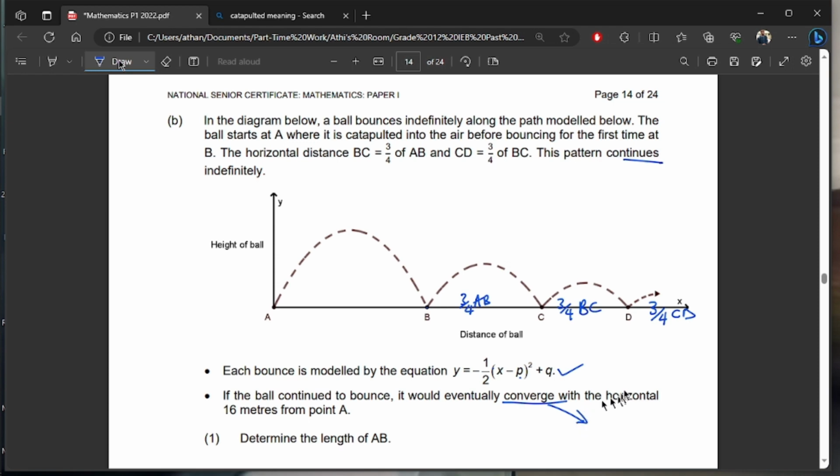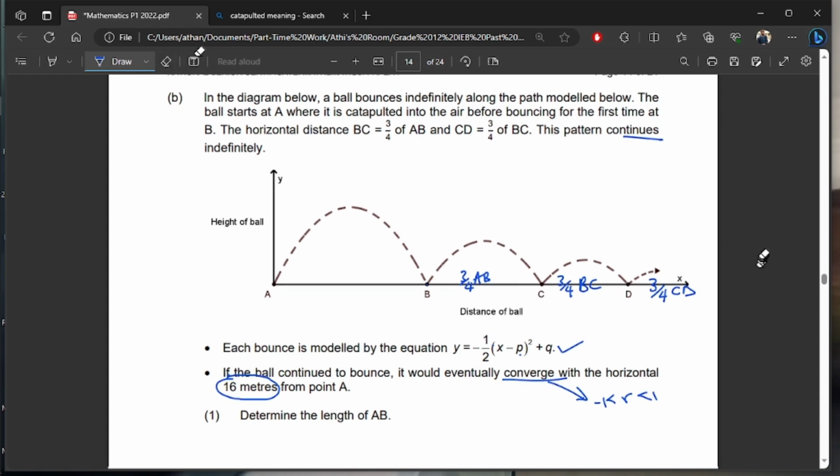There's something we get here, whereby our R should be between -1 and 1. If the ball continued to bounce, it would eventually converge with the horizontal distance of 16 meters from point A. Now question 1 says determine the length of AB.